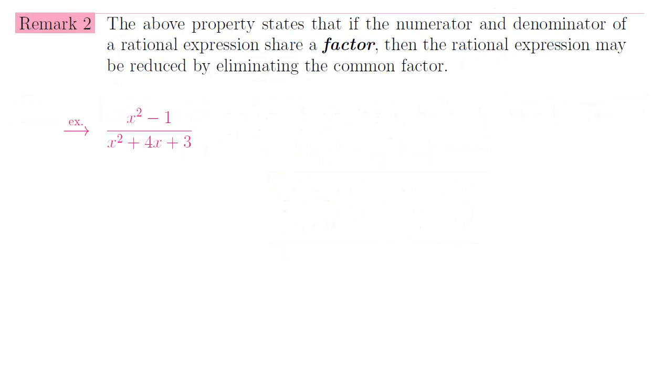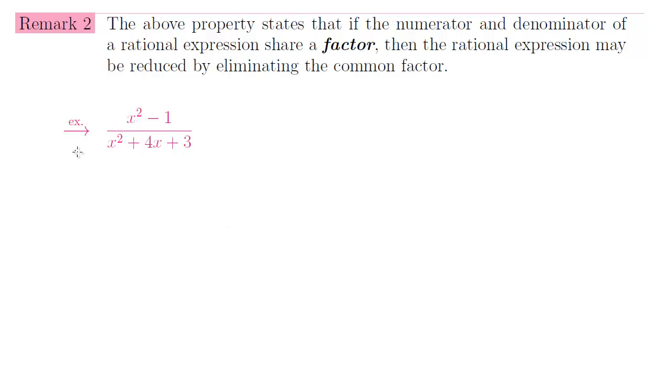To state again, the fundamental property of rational expressions states that if the numerator and denominator of a rational expression share a factor, then the rational expression may be reduced by eliminating that common factor. The key word here is factor. In other words, in order to cancel things, we must have products in the numerator and the denominator.